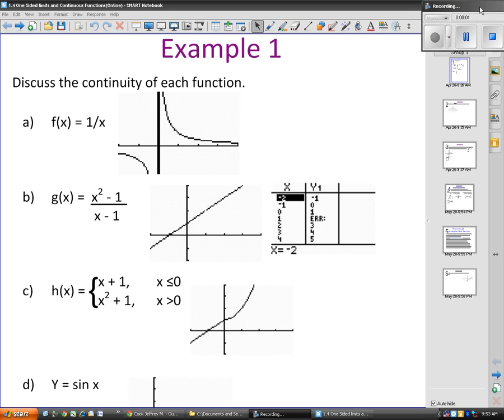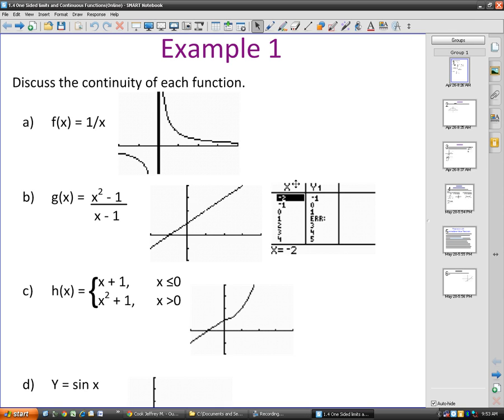Hello and welcome to our explanation of the examples of section 1.4, continuity and one-sided limits.